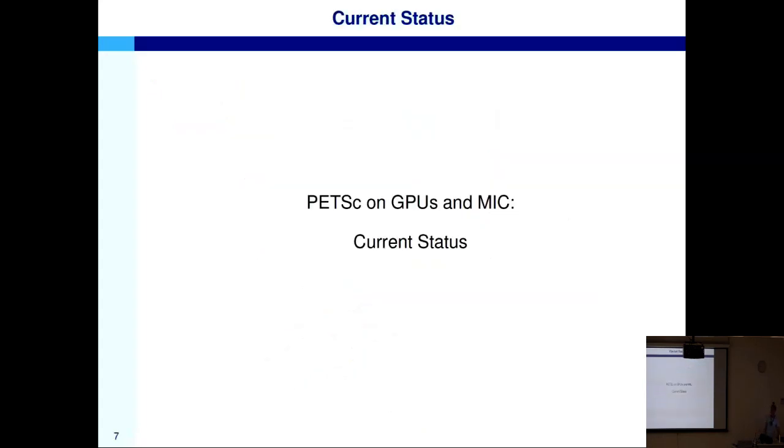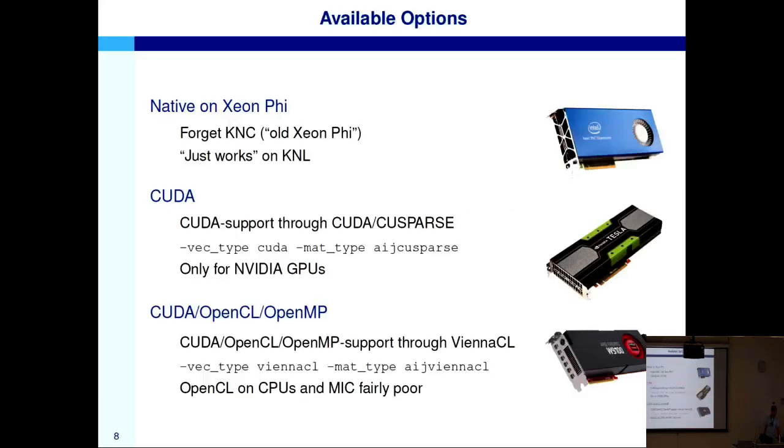All right, so what is the current status? If you download PETSc 3.9 and try to start using any of those manycore things, then, as Richard mentioned, just forget Knights Corner, the old Xeon Phi, which was a PCI Express add-on thing. On Knights Landing, since it's a self-hosted thing, it just works. Just works means it behaves like a normal CPU system. It gives you reasonable performance, as Richard pointed out, and you don't have to do any magic trickery.